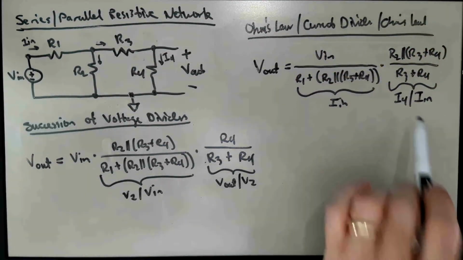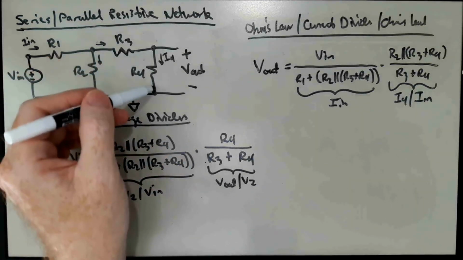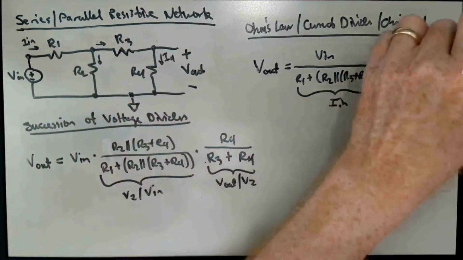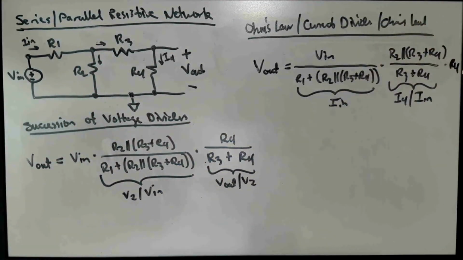So the product of these two things gives us I4, and knowing I4, we can get V out by the IR drop across R4. So I4 times R4 gives us V out. And this is the answer.